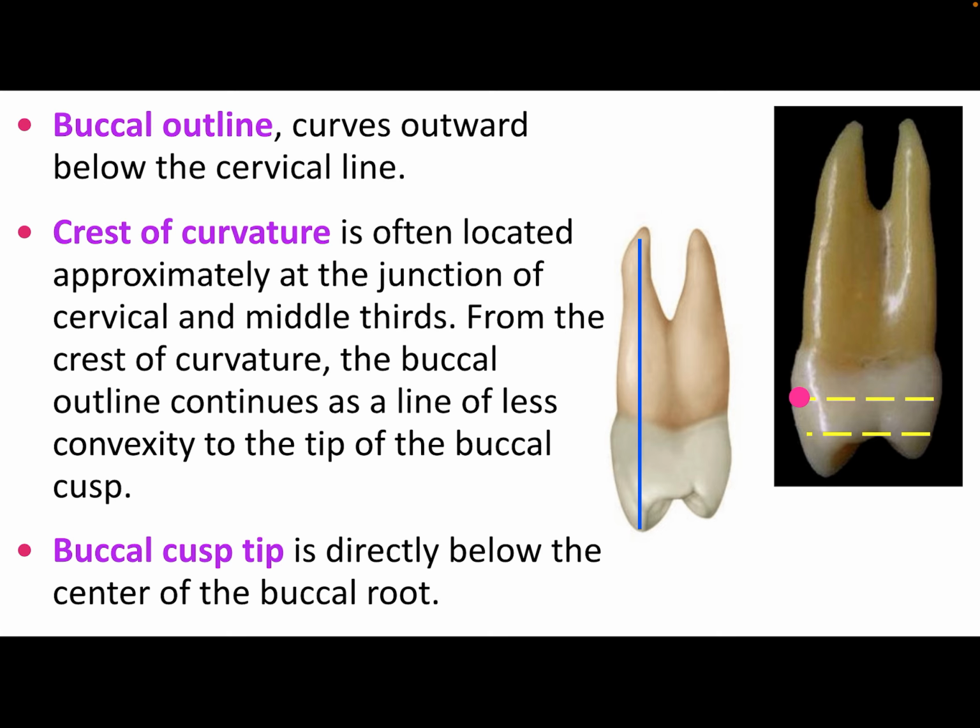Next, buccal outline. From the mesial surface, the buccal outline curves outward below the cervical line, and the crest of curvature is often located approximately at the junction of cervical and middle thirds. From the crest of curvature, the buccal outline continues as a line of less convexity to the tip of the buccal cusp. Mostly the buccal cusp tip is directly below the center of the buccal root. In the diagram you can see a blue line.